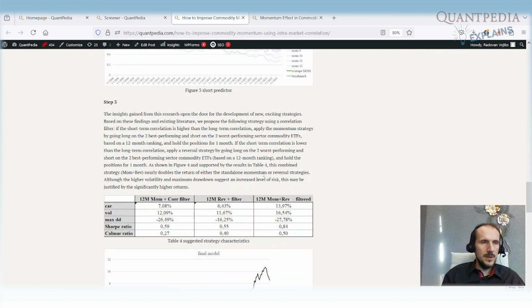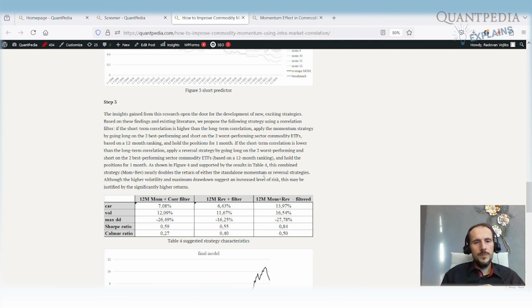This insight, that we can use the correlation filter to distinguish between the momentum periods and the periods when it's better to employ the reversal strategy, leads us and opens the door to a new strategy. So based on this finding, we can switch between the momentum and the reversal.